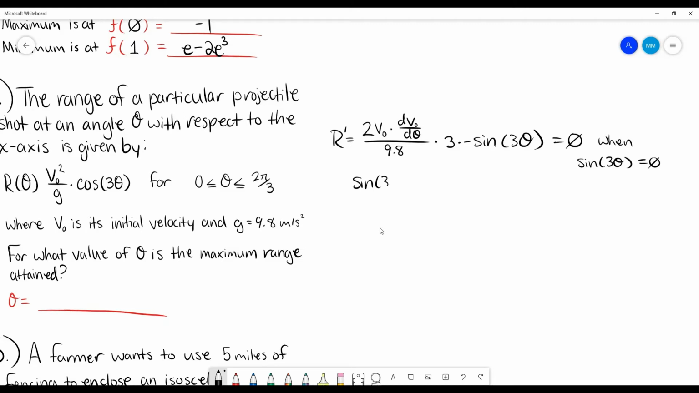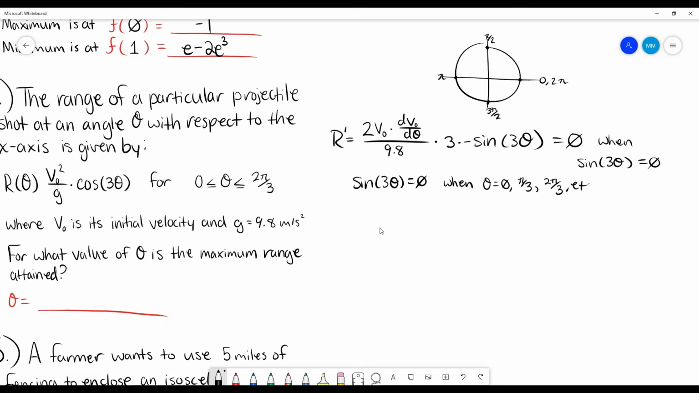So at what points is that? Sine of 3 theta equals 0. Well, I know that that's going to equal 0 when theta equals 0, because 3 times 0 is 0. And remember, that would be right here. It's these points that our sine equals 0, and everywhere else it's not. So 3 theta equals 0 when theta is 0. 3 theta equals pi when theta is pi over 3. And 3 theta equals 2 pi when theta is 2 pi over 3, and so on. But we're only going to deal with one revolution for right now.